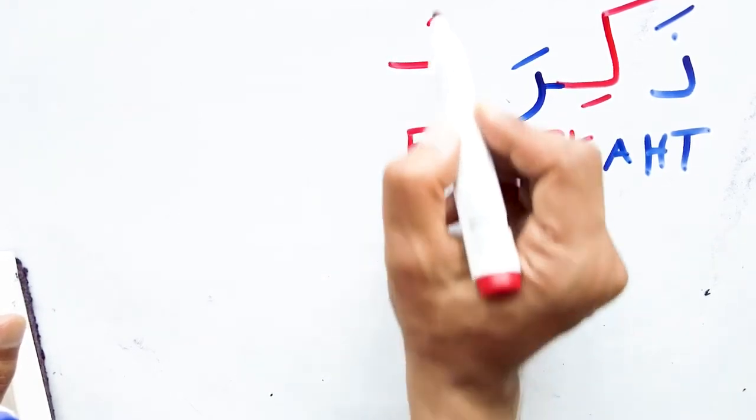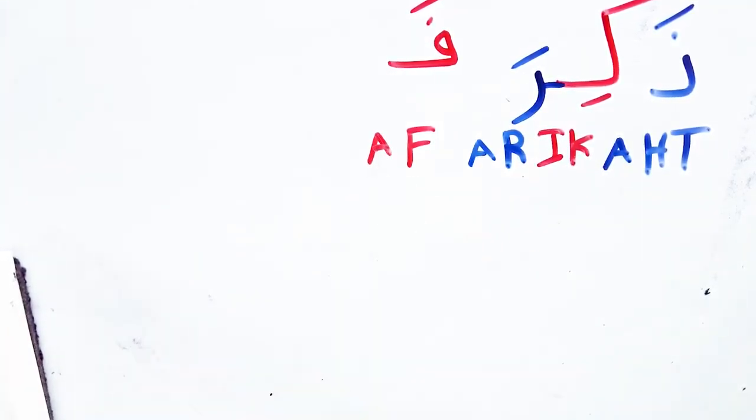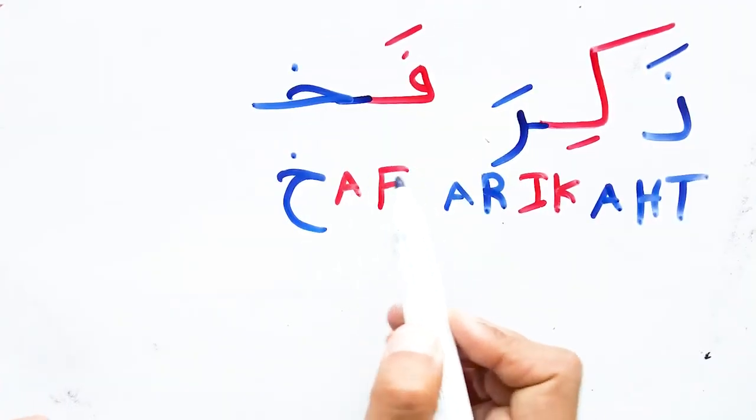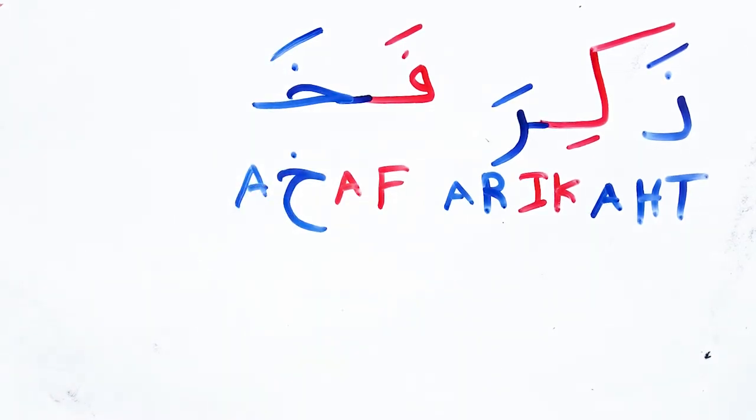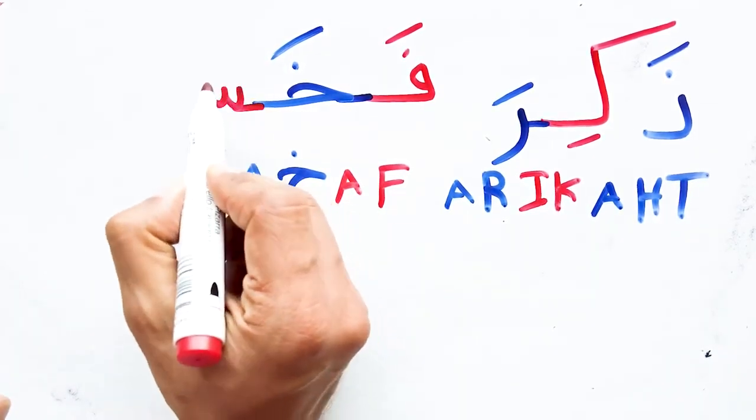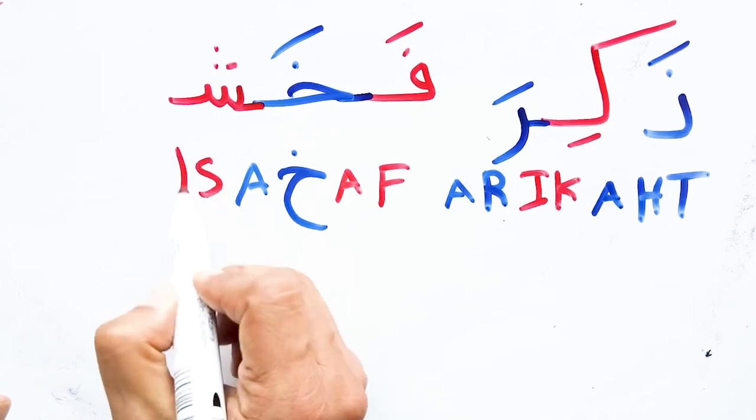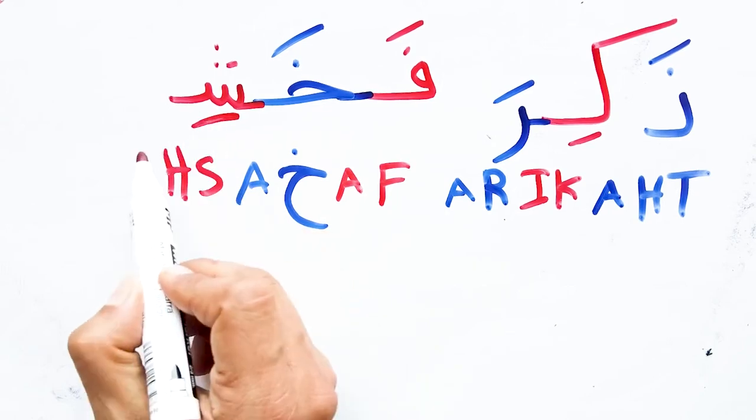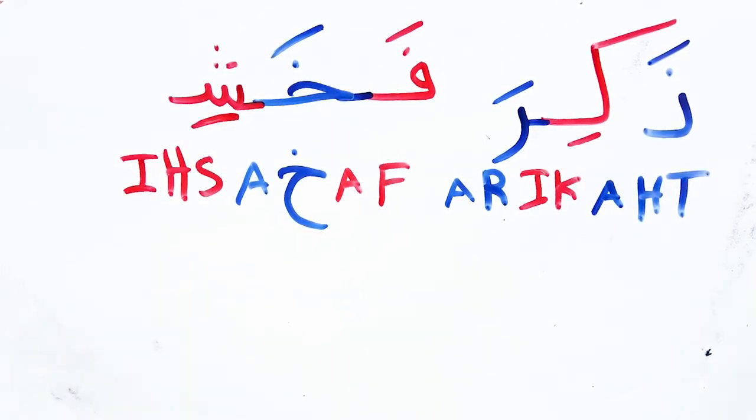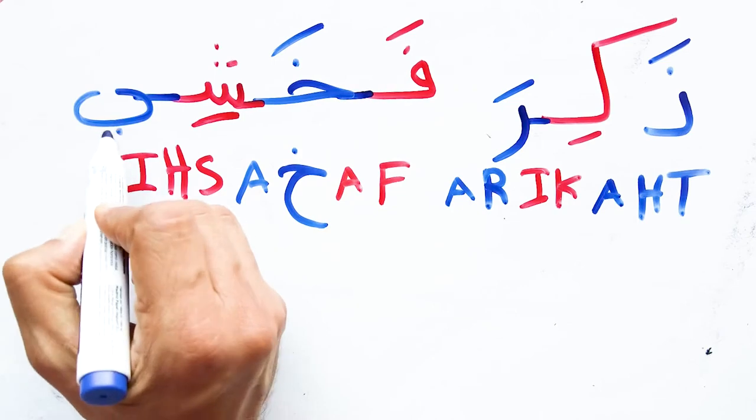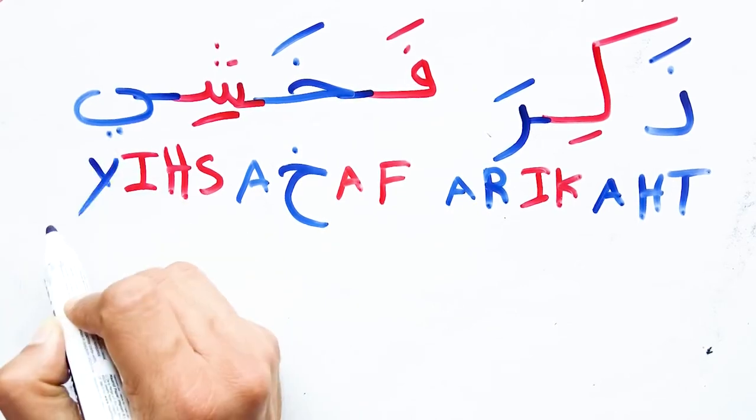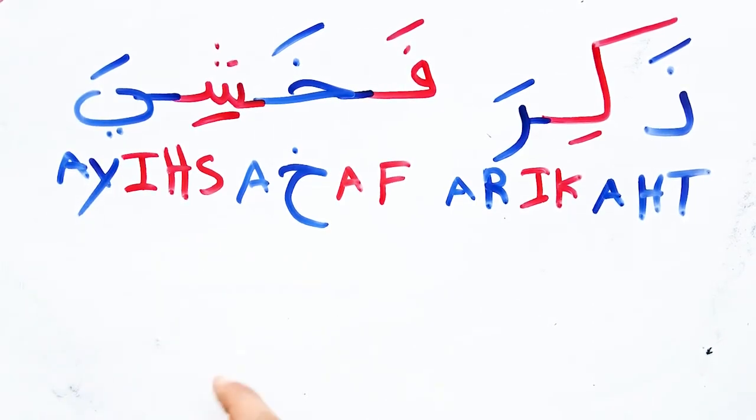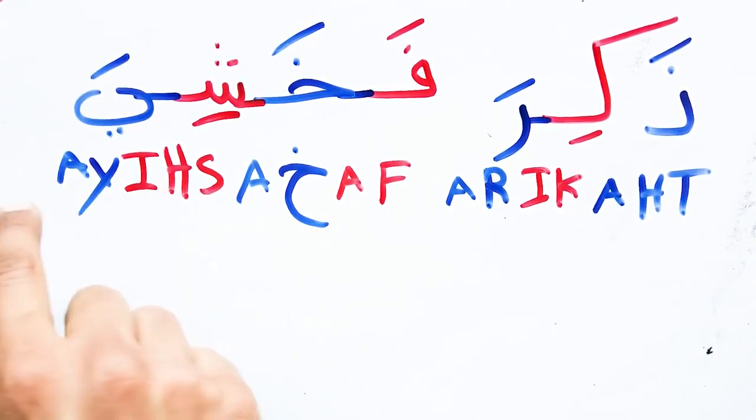The sound of F with fatha sounds like A. Fa kha. The sound of SH in English, she, with kasra, it sounds like I. And finally we have this letter in the end, it sounds like Y. Ya, with fatha, it sounds like A. Let's read together. Fa kha shi ya.